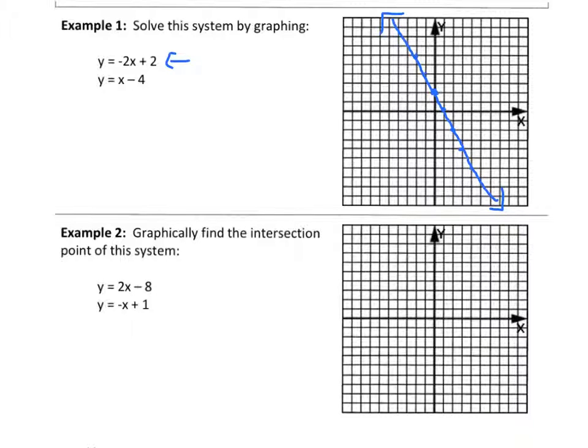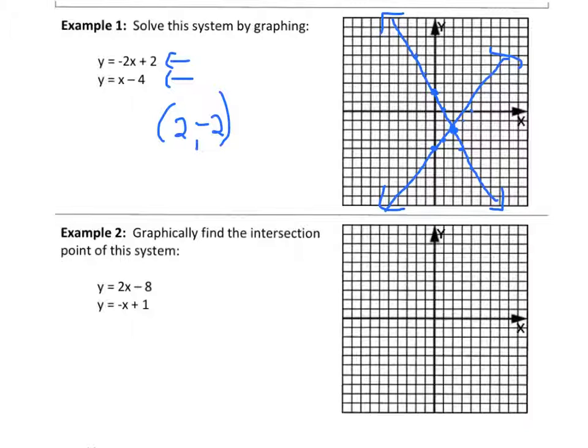Okay, so that line is graphed, and now I need to graph the next line, and I start at negative 4, and my slope is up 1 over 1. Slope is 1. So I go there, and I go there, and I've already found my point of intersection, so I'm just going to draw the line as best I can, and I see that the point of intersection is right there, and that is the solution to the system. So now I just have to identify that point, and that point is (2, -2). And that's how you solve a system by graphing. You're looking for the point of intersection.